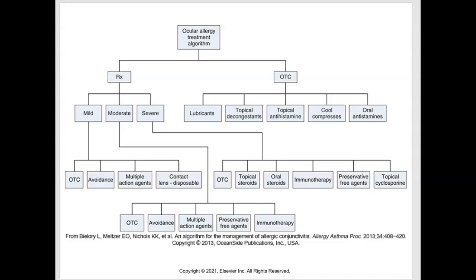So the goal of treatment for allergic conjunctivitis, if they said, what's your goal here? What are we trying to achieve? We're trying to relieve the symptoms of itchiness, discharge, and redness, and we want to prevent associated complications that occur secondary to eye irritation or vigorous eye rubbing.